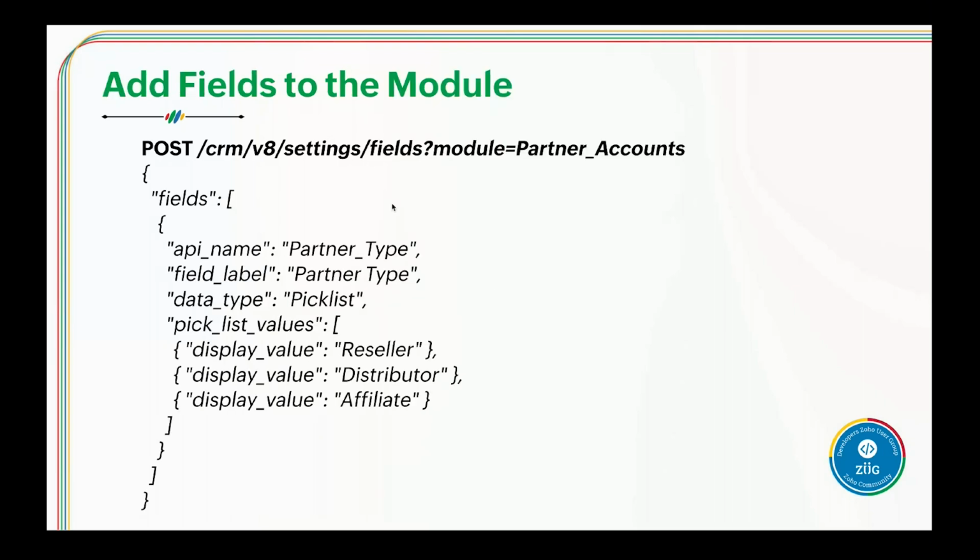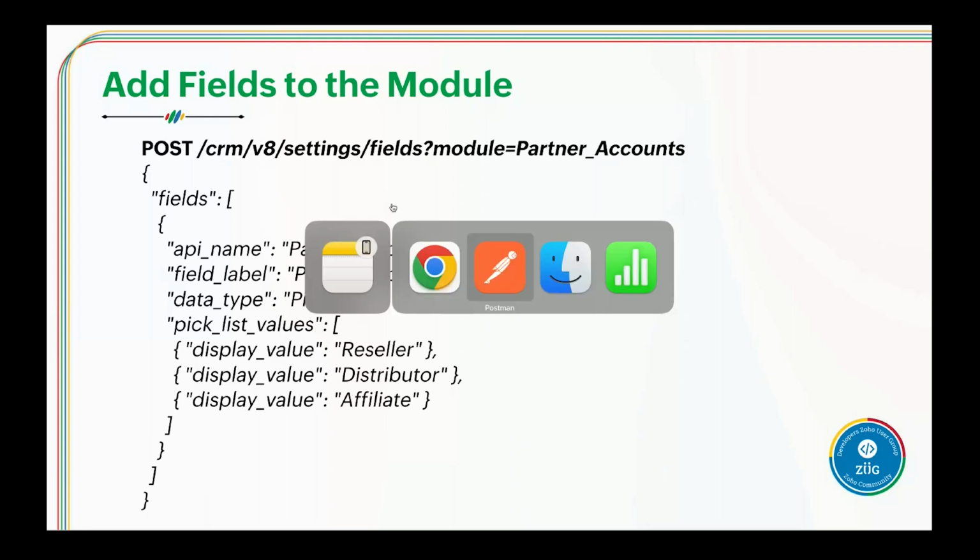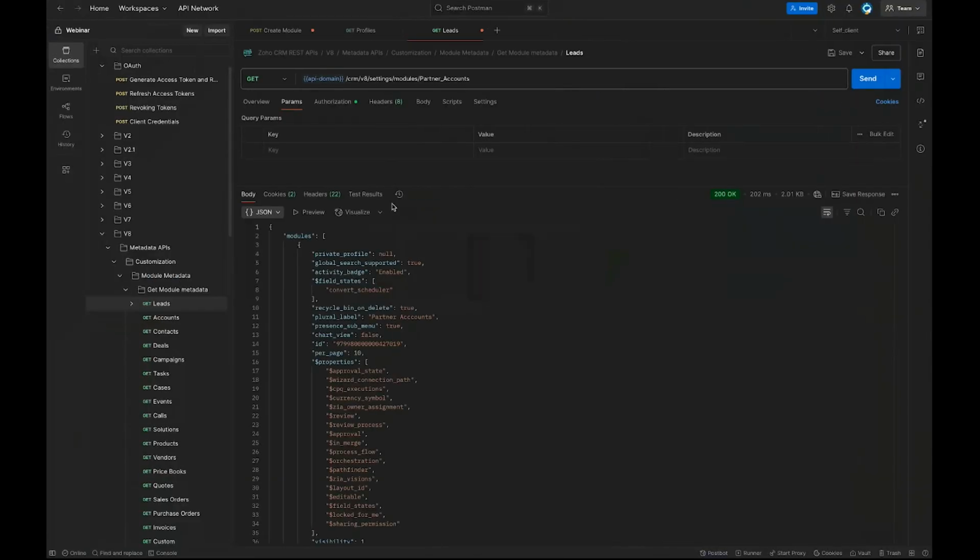Moving on. We now have a home for our partners, our partner accounts module that we just created using our metadata API. What is the next step? We need to define what information we want to capture in this module. What are the fields that define a partner in our world? We'll do this using the fields metadata API. Let's again go back to Postman. And you can find the fields metadata under metadata customization. We have the fields metadata here.